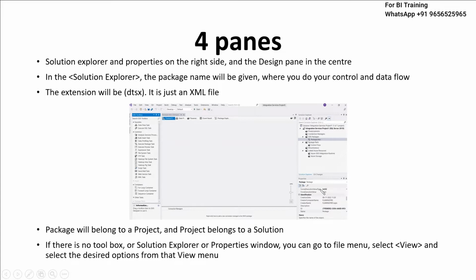So we have 4 panes, and the first one is the Solution Explorer. In the Solution Explorer, of course, we can see the package, the project, and all the files related to the project. There is a difference between a package and a project. We can discuss it in the next video, where we will show you the folder structure of SSIS.